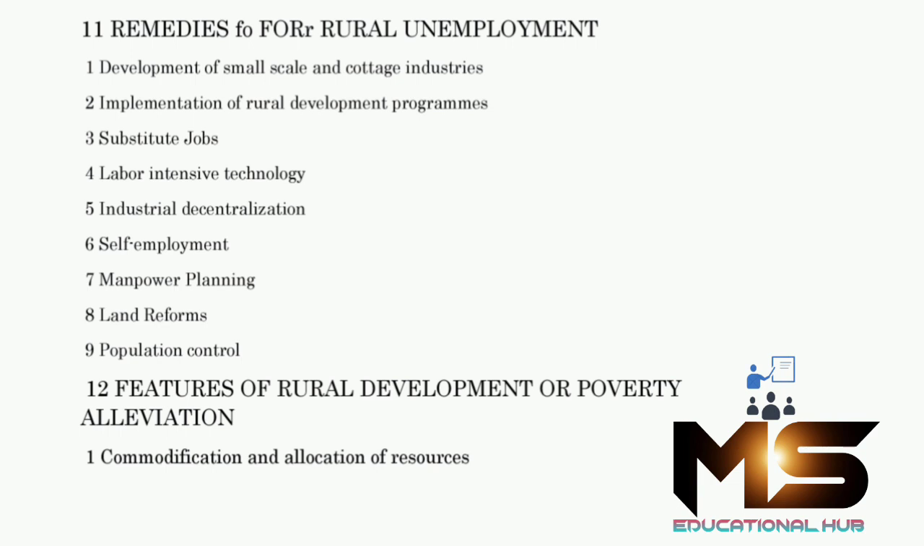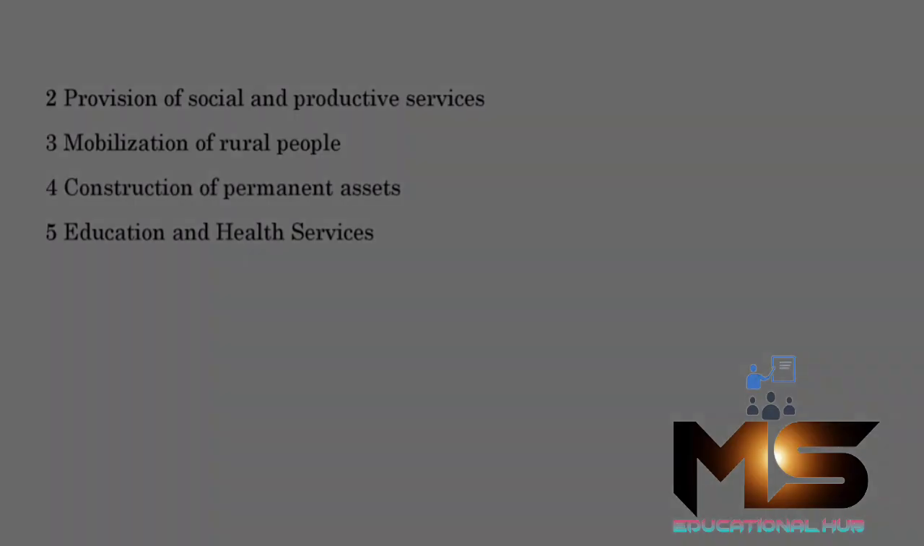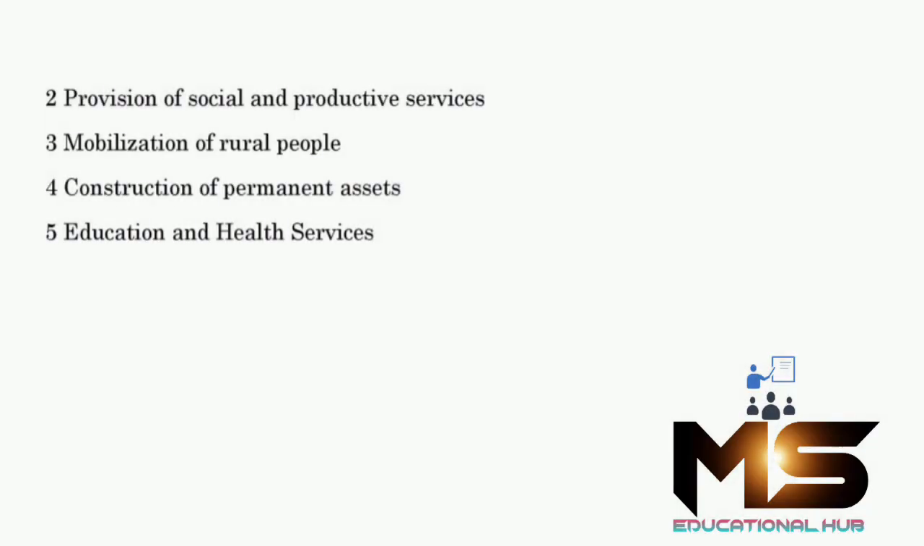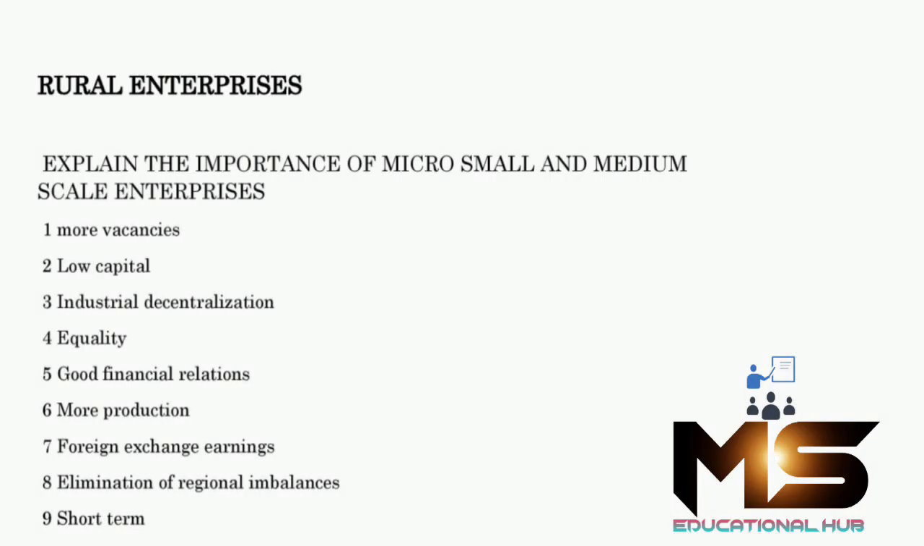The twelfth heading, features of rural development or poverty alleviation: commodification and allocation of resources, in the sense proper utilization of resources, provision of social and productive services, mobilization of rural people, construction of permanent assets, then education and health services. Through this information we can develop the rural area. Okay, so let us discuss the fourth chapter.